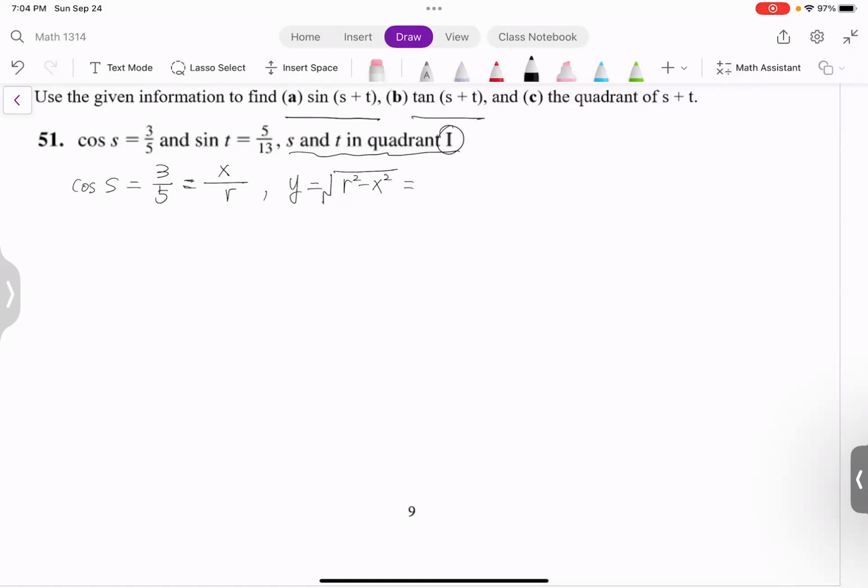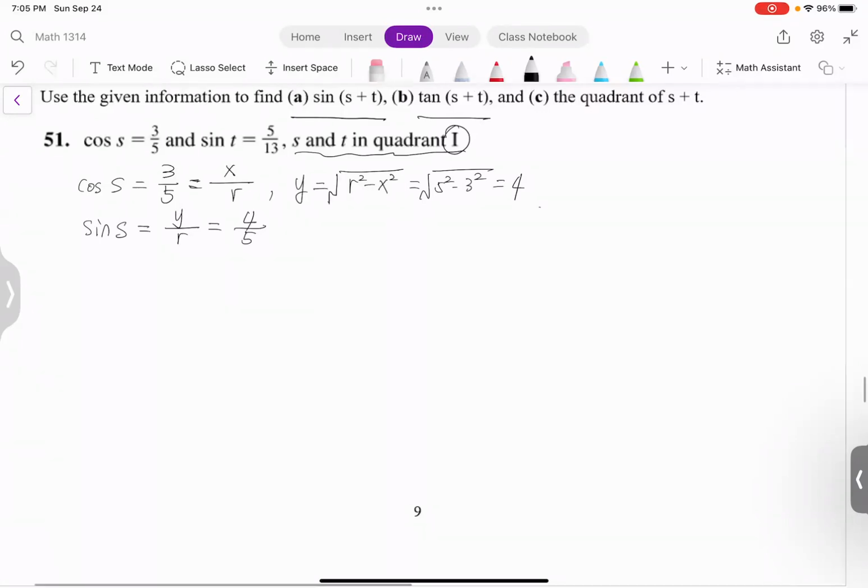Okay, so we have the square root of 5 squared minus 3 squared. It is 4. So I got the y value. And how about sine s? Sine s equals y over r. Y is 4 and r is 5. So 4 over 5. We found sine s.